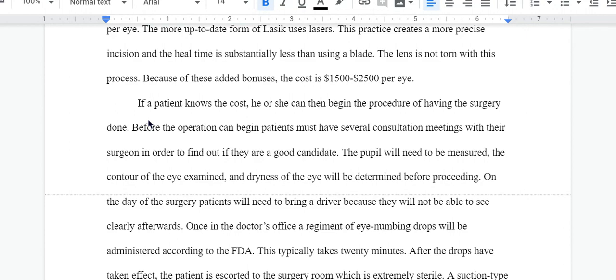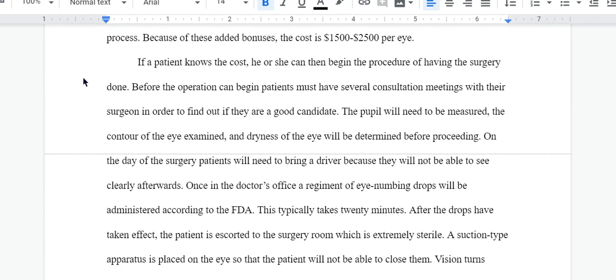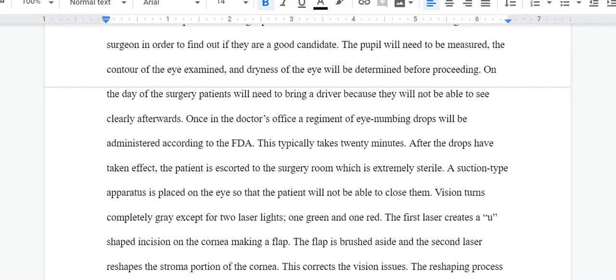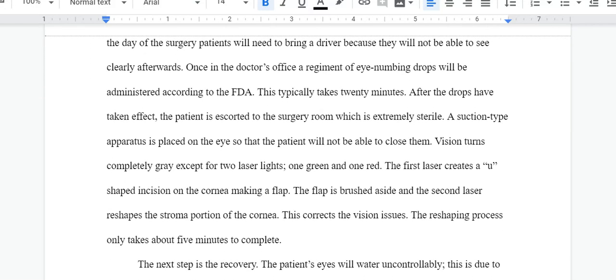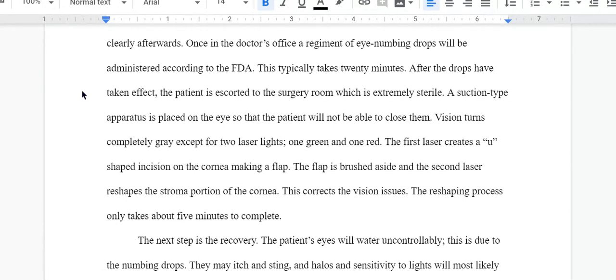If a patient knows the cost, he or she can then begin the procedure of having the surgery done. Before the operation can begin, patients must have several consultation meetings with their surgeon in order to find out if they are a good candidate. The pupil will need to be measured, the contour of the eye examined, and the dryness of the eye will be determined before proceeding. On the day of the surgery, patients will need to bring a driver because they will not be able to see clearly afterwards. Once in the doctor's office, a regimen of eye-numbing drops will be administered according to the FDA. This typically takes 20 minutes.